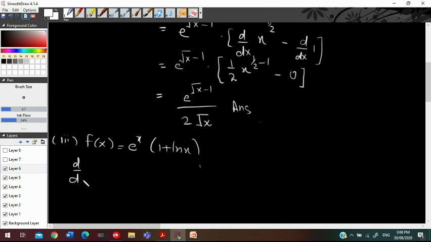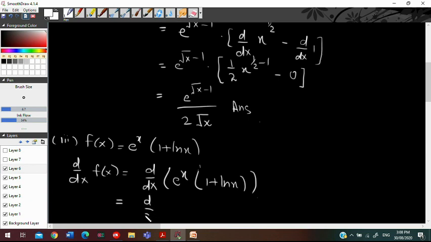So when you apply the derivative on both sides, dy/dx of exponential of x into 1 plus log of x. As you can see, exponential of x multiplied by 1 plus log of x means first you have to apply the product rule. So dy/dx of exponential of x into 1 plus log of x will remain the same, plus exponential x will remain the same, and you apply the derivative on 1 plus log of x.